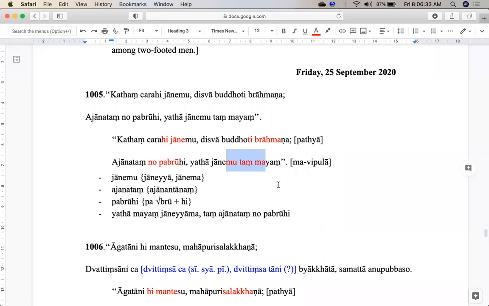Okay, and in this line here, Janemu we have also already seen. So Janemu is a very special form, a very special form found only in stanzas, especially in the Dhammapada, Suttanipata, and Jataka, and so on. In the Gāthā type we can find such a form, Janemu. Janemu is actually Janeyama.